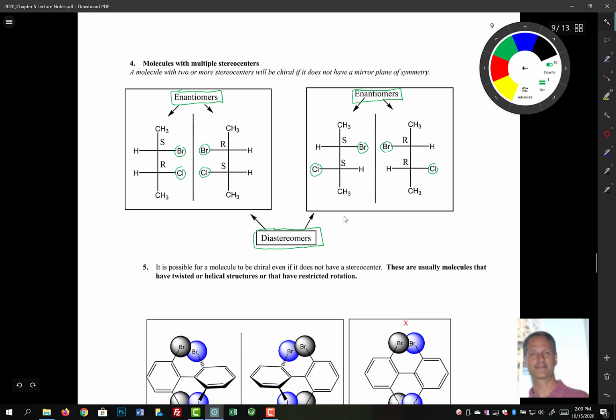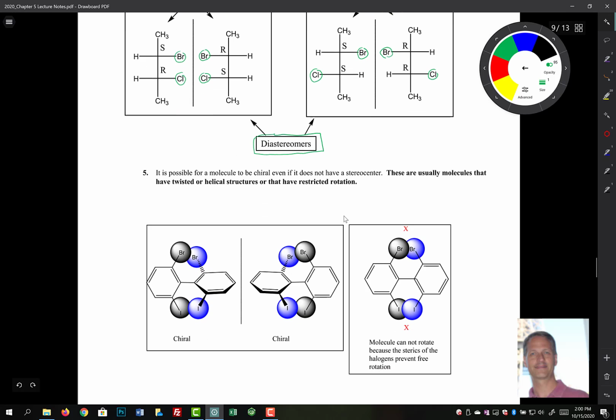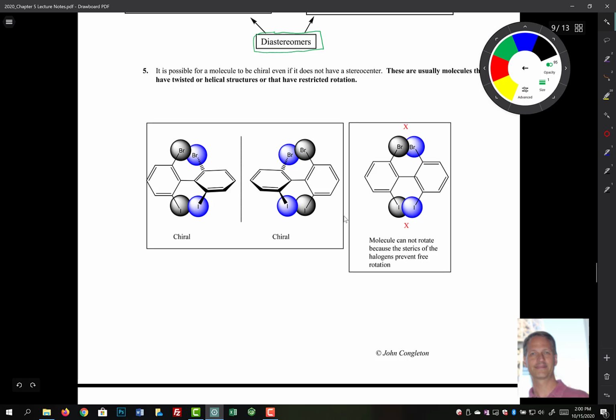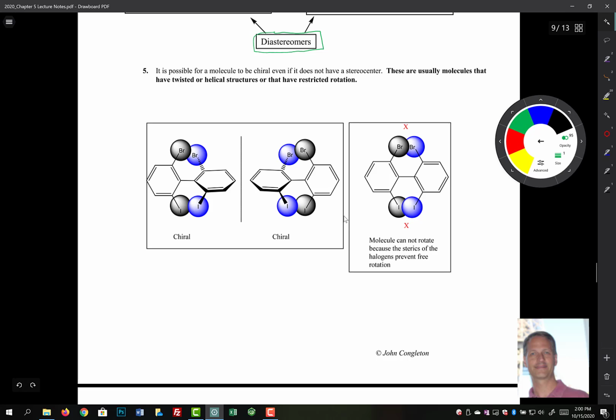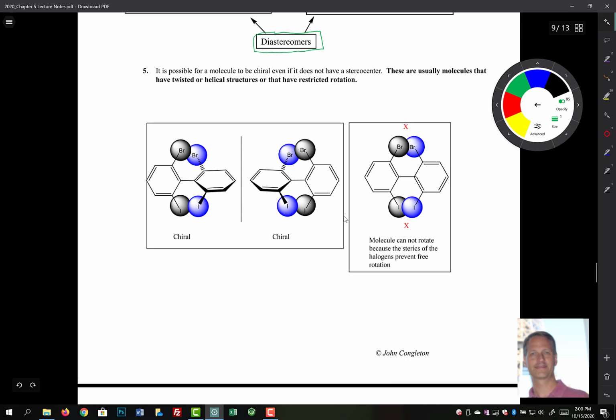Now, that's the bulk of what we're going to see. There's a couple other little things that pop up, and you'll see them from time to time. So it is possible for a molecule to be chiral even if it doesn't have a stereocenter. And these are usually molecules that have a twisted or a helical structure or something that prevents free rotation. So there has to be some type of restricted rotation.